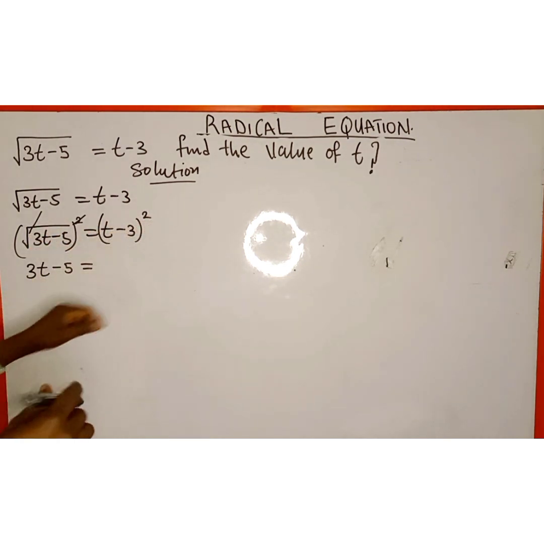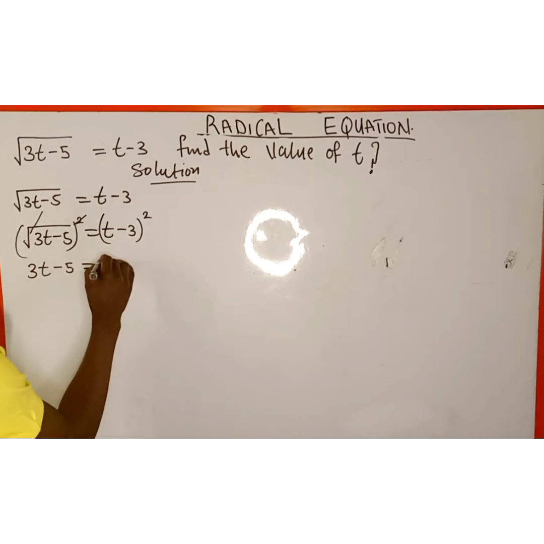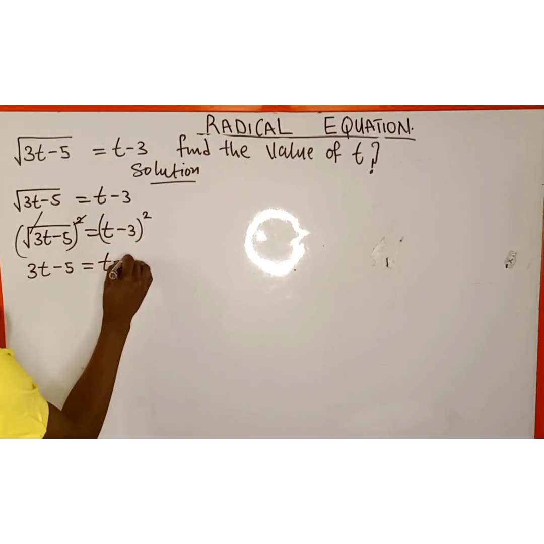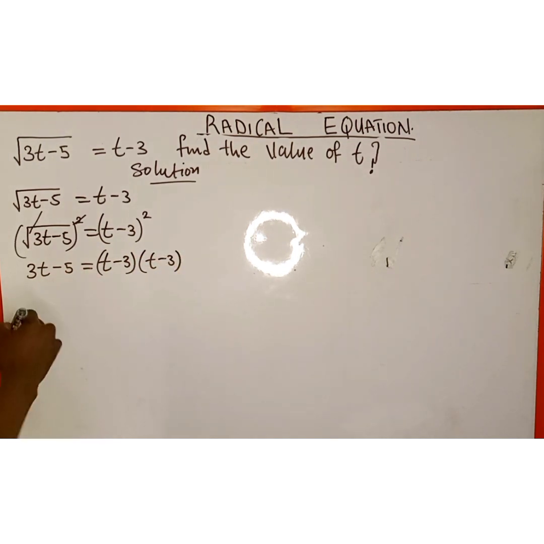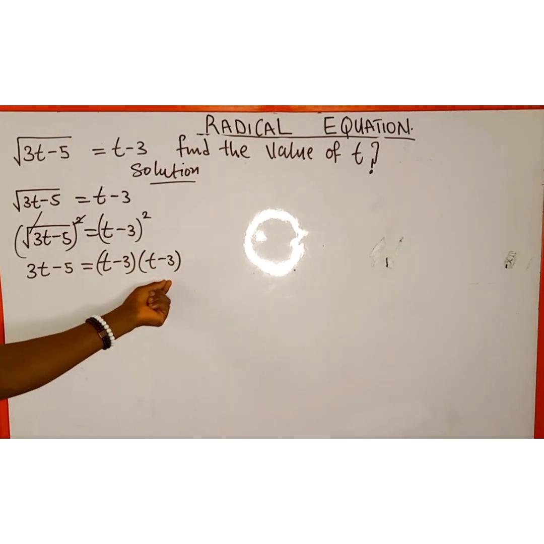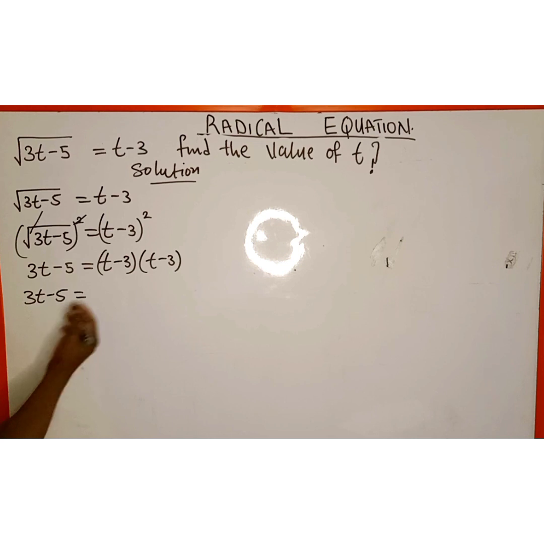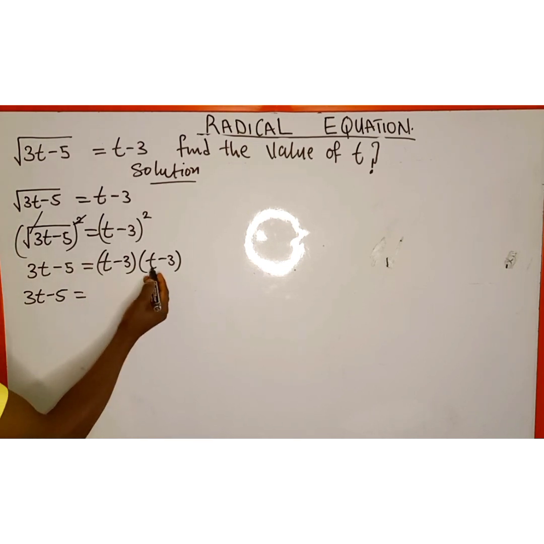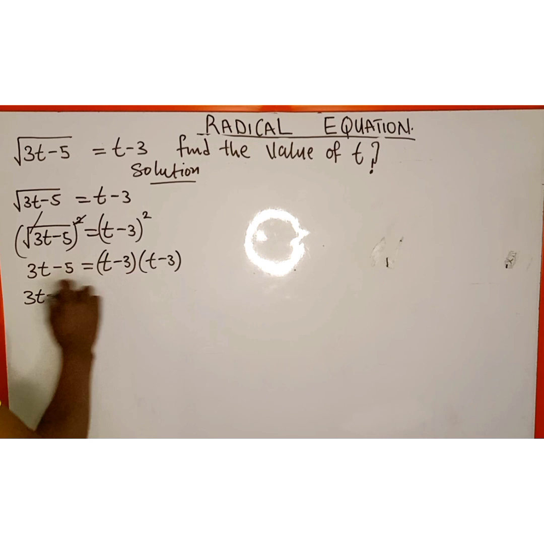Everything raised to the power of 2 is the same as writing this expression two times. So we have t minus 3, multiplied by t minus 3. The next thing for us to do is to expand this bracket. So in the left hand side, we have 3t minus 5 is equal to, expanding this bracket, we are going to use this t to distribute to this t, then we distribute this t to negative 3, and also we do the same thing with this negative 3.